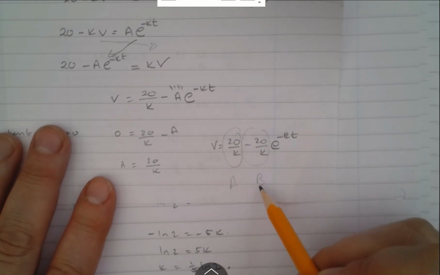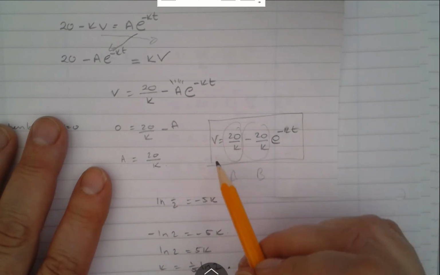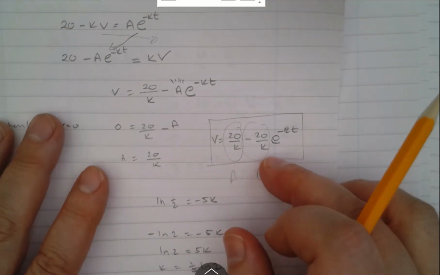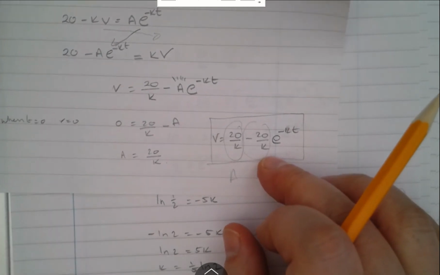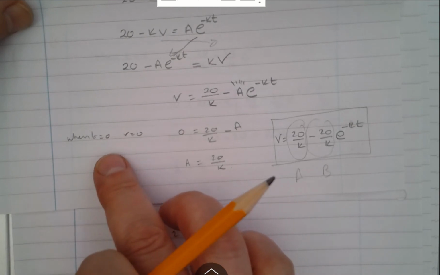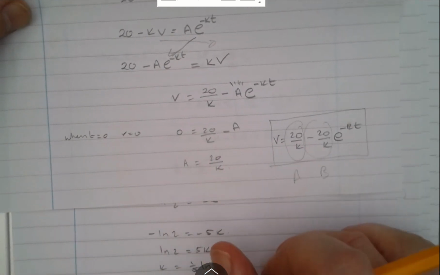Now, when I looked at the mark scheme, basically that was their finished answer. And so you're basically just solving the differential equation, and because they give you some boundary conditions, you're able to work out what the constant is.